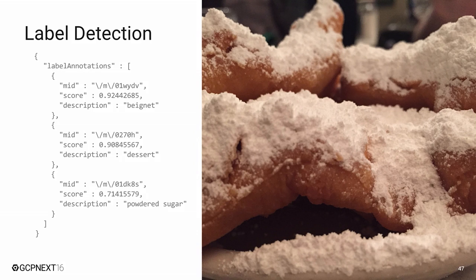So just to show you what the format of the data looks like, I've got a few sample responses from the Cloud Vision API. This is a picture I took a couple months ago of some beignets in New Orleans, and I was pretty impressed with the Vision API's response. It was able to identify it as a beignet, even though it's a super close-up photo that may not even look like dessert. But it said beignet, it was 92% sure. And it also said dessert and powdered sugar.